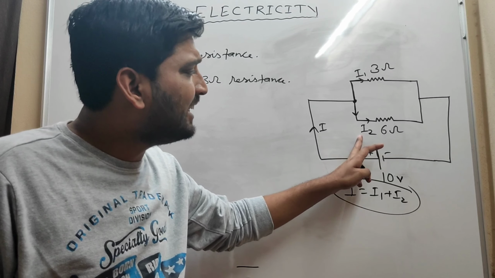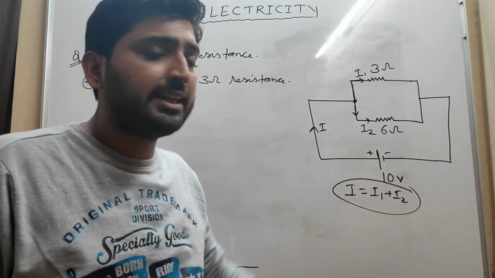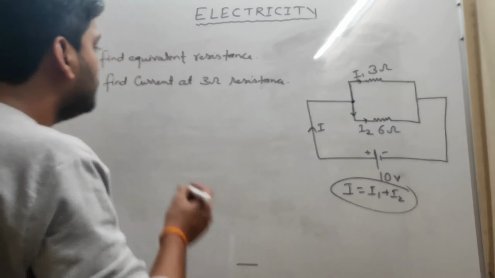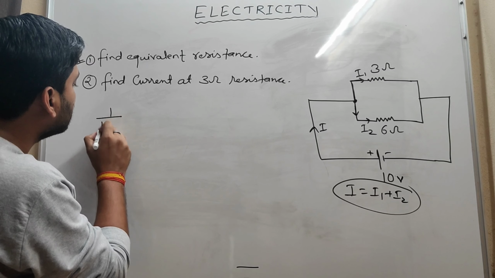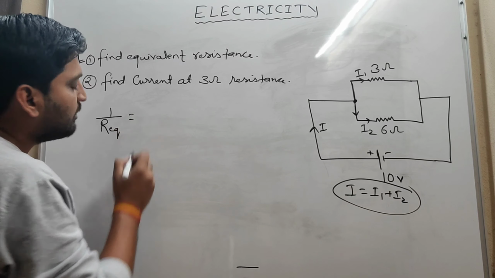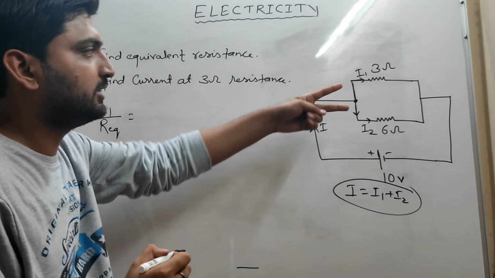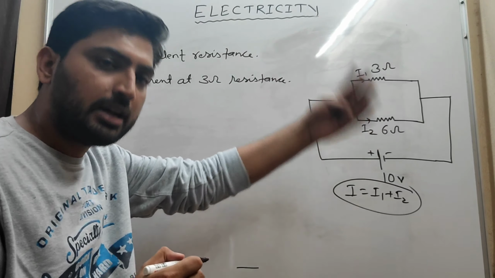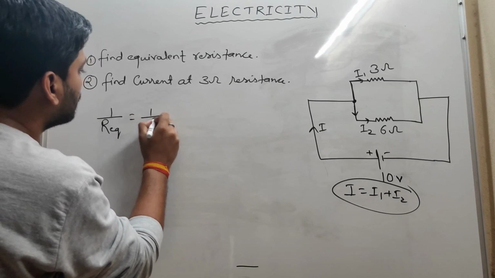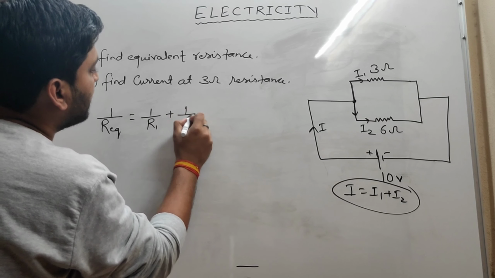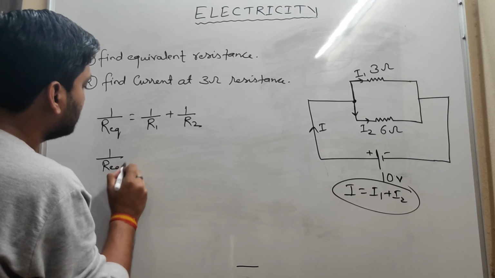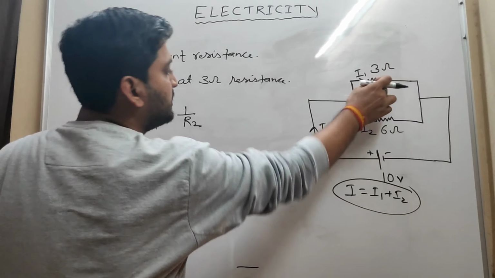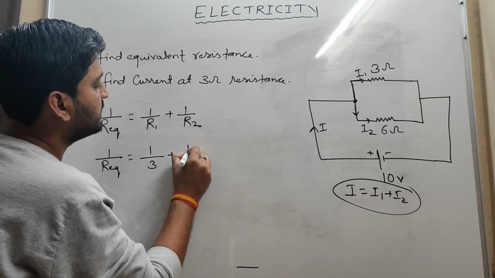So as current is dividing, these two are connected in parallel. So how will you calculate equivalent resistance in parallel? The formula is 1 by R equivalent. I am just writing the formula for only two resistances. For 3 you can add on. So 1 by R1 plus 1 by R2. So 1 by R equivalent is equal to 1 upon R1, which is 3, and R2 is 6.